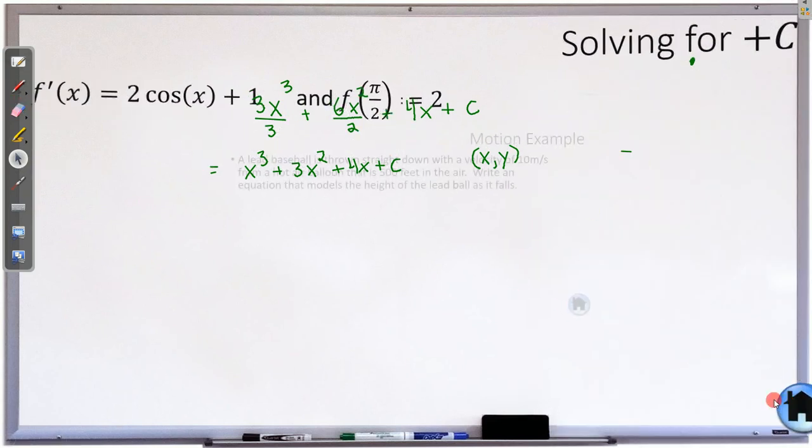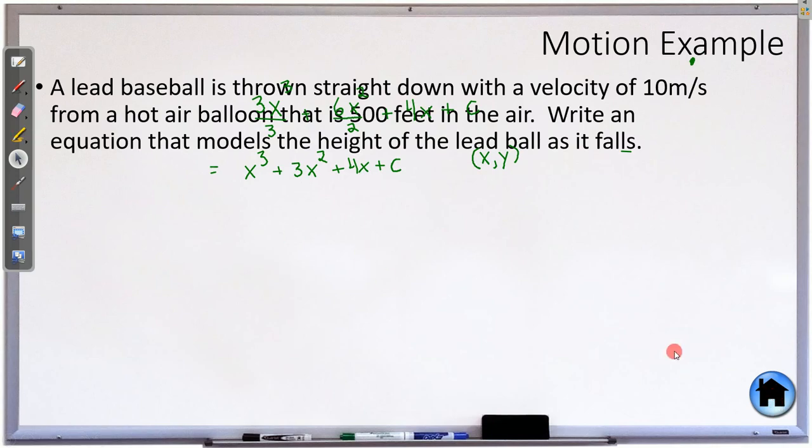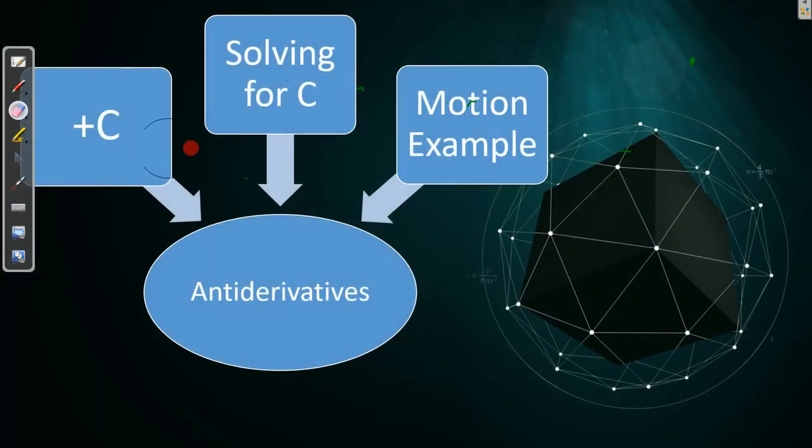Oops. Sorry about that. I misclicked a little bit. Trying to hit the eraser.